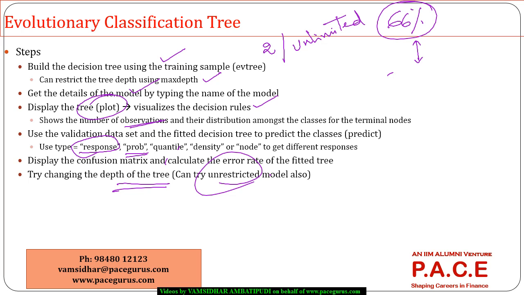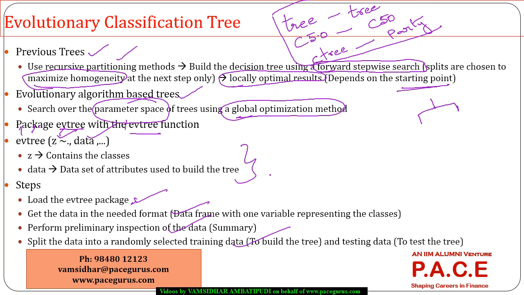So this is how the evolutionary classification tree works. The main thing that you have to understand regarding the evolutionary classification tree is that it is using a global optimization method. It's not a local optimum that is being used for the construction of the tree. So there is a good chance that the variables that were not considered at all earlier might come in as the most significant variables when we are using this evolutionary classification tree algorithm for creating the decision tree.